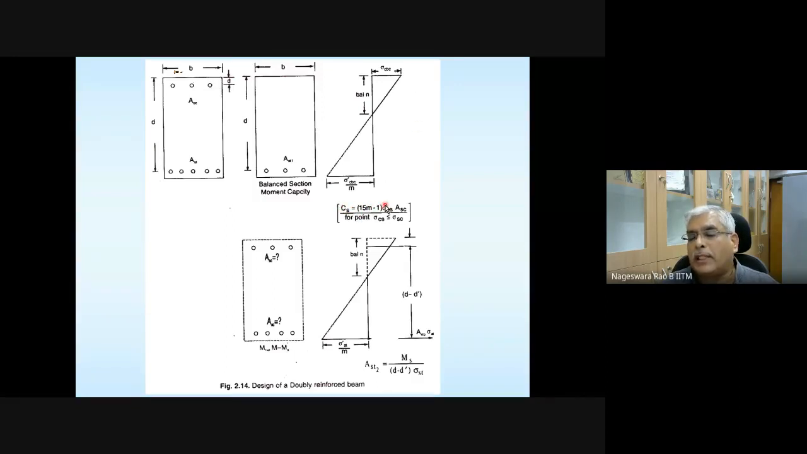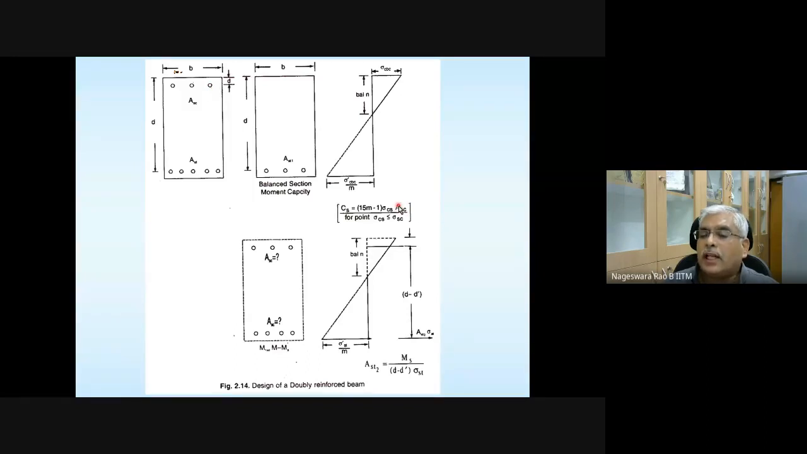The additional compressive force that is generated because of this compression steel is what is denoted. There is a typing mistake here. It is written as 15. It should be 1.5 m minus 1 times sigma CS. Sigma CS is nothing but the stress in concrete at the level of compression steel. And this 1.5 m minus 1 times sigma CS is going to be the stress in compression steel multiplied by the area of compression steel.